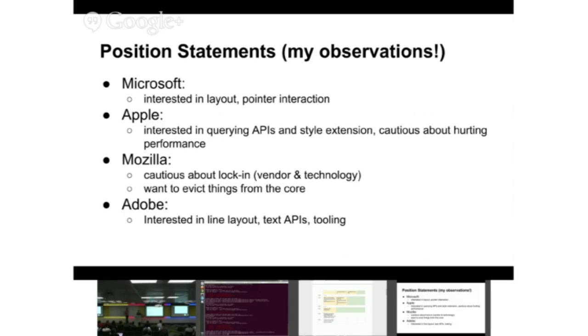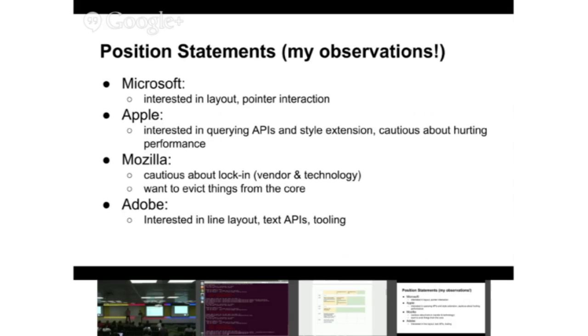So Microsoft seemed to be particularly interested in custom layout, being able to extend the way that layout worked. And they have a big pointer interaction problem that they want to solve as well. Apple was very interested in querying APIs, read-only APIs, APIs to get information out of the stack. And they were also very interested in extending the way that the style engine works. They were much less interested and much more cautious about extending layout and style, and they were worried about hurting performance in other parts of the pipeline as we think about it.